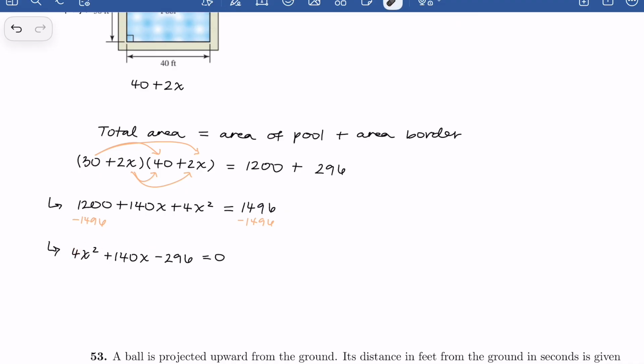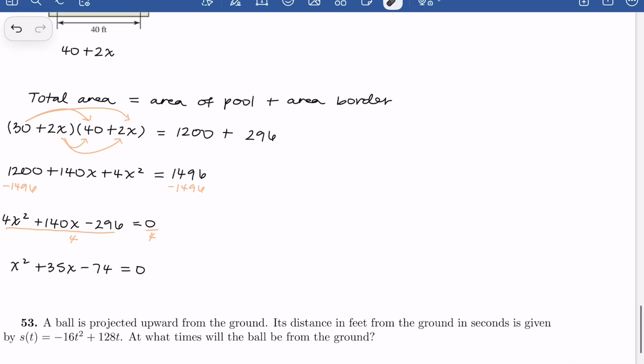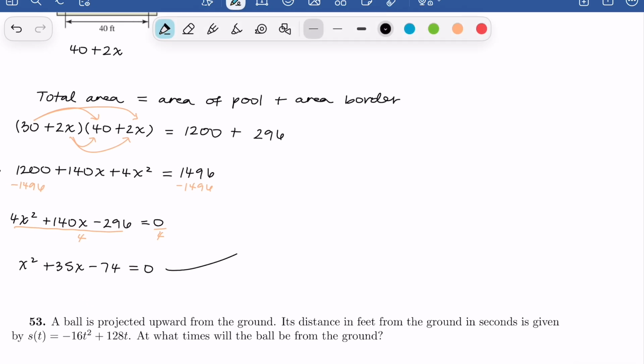All right, now from here, before we go ahead and factor, let's see if we can factor out any common factors. Notice that 4, 140, and 296 are all divisible by 4. So if I divide both sides of my equation by 4, I'm going to simplify this equation for us a bit. We're going to end up with x squared plus 35x minus 74 is equal to 0. Now from here, let's see if we can factor this and use our zero factor property. We're running out of space here, so I'm going to do that over here.